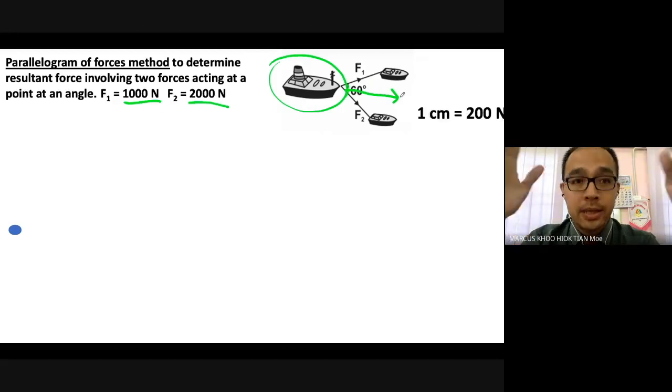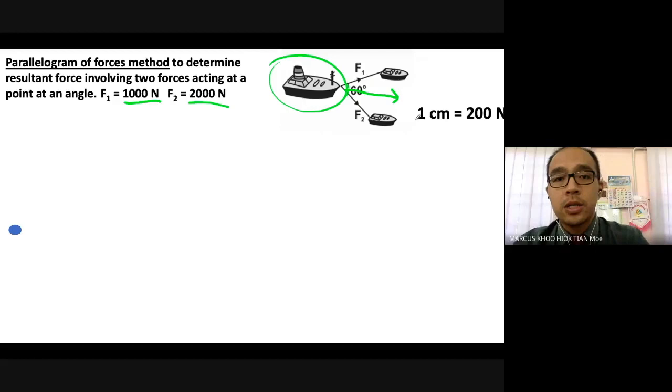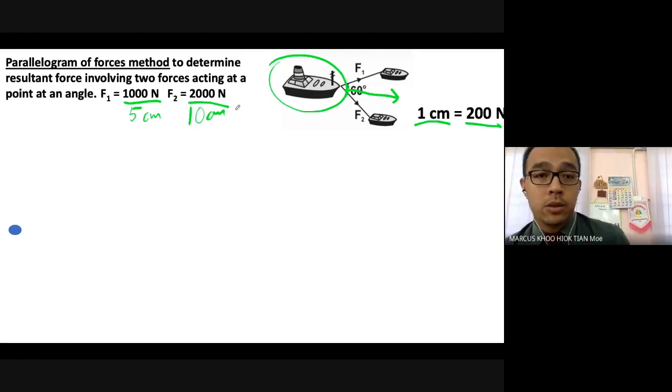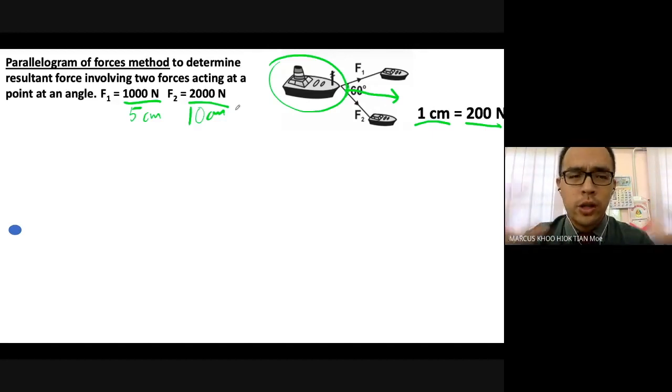So the first step is you have to set a scale. Okay, so you represent 1 cm to 200 newtons, for example. Because you're not going to draw 1 cm to 1 newton, right? 1000 cm is a bit crazy. Okay, so you let 1 cm represent 100 newtons. So the F1 will be 5 cm, and the F2 will be 10 cm. So you use every centimeter to help you to draw. So you don't have to draw so big, just draw a scale, then it's fine.